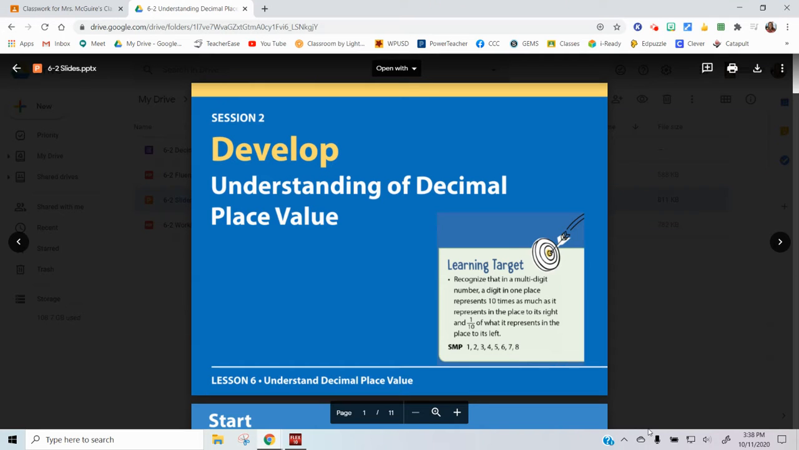Hi, welcome to Lesson 6, Session 2. Today we'll be modeling the relationships between adjacent place values using decimal grids and equations. So we are going to be working on pages 125 through 128 in your Ready Math workbook. So go ahead and take out your Ready Math book and turn to page 125.